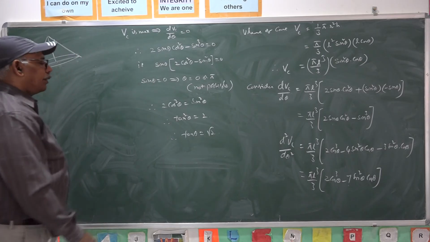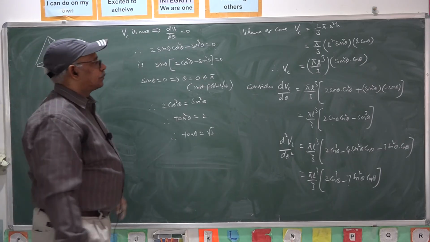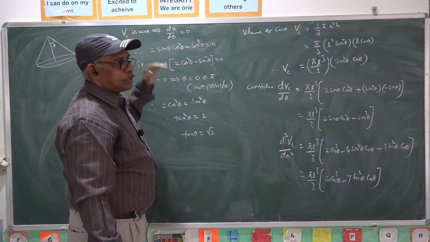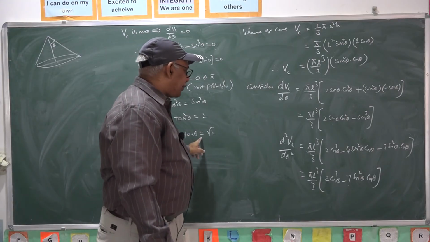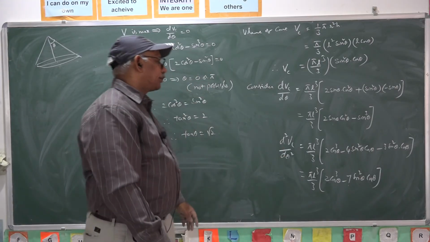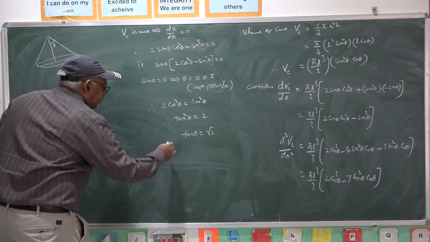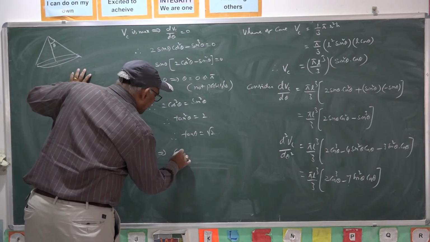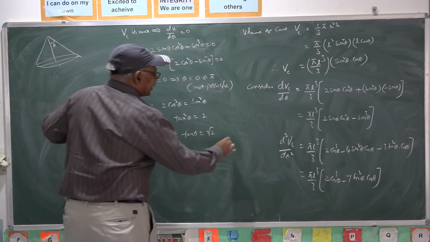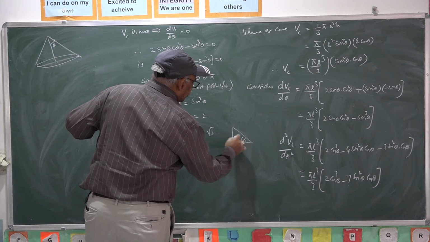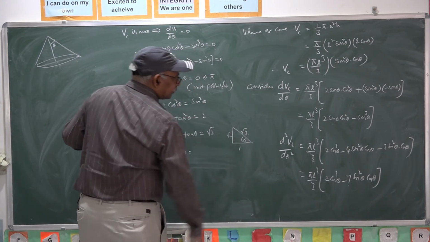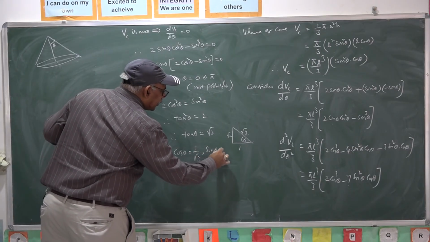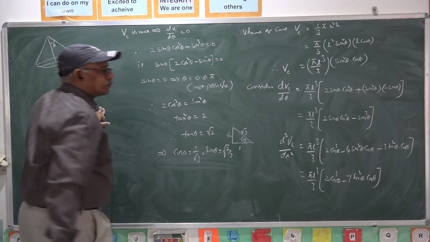The tan of the semi-vertical angle is root 2 whenever the first derivative is 0. At this value, let us consider the second derivative. So, that implies tan theta equal to root 2 means cos theta takes the value... Once tan theta is root 2 and 1, this is root 3. So, cos theta takes the value 1 by root 3, sin theta takes the value square root 2 by 3.